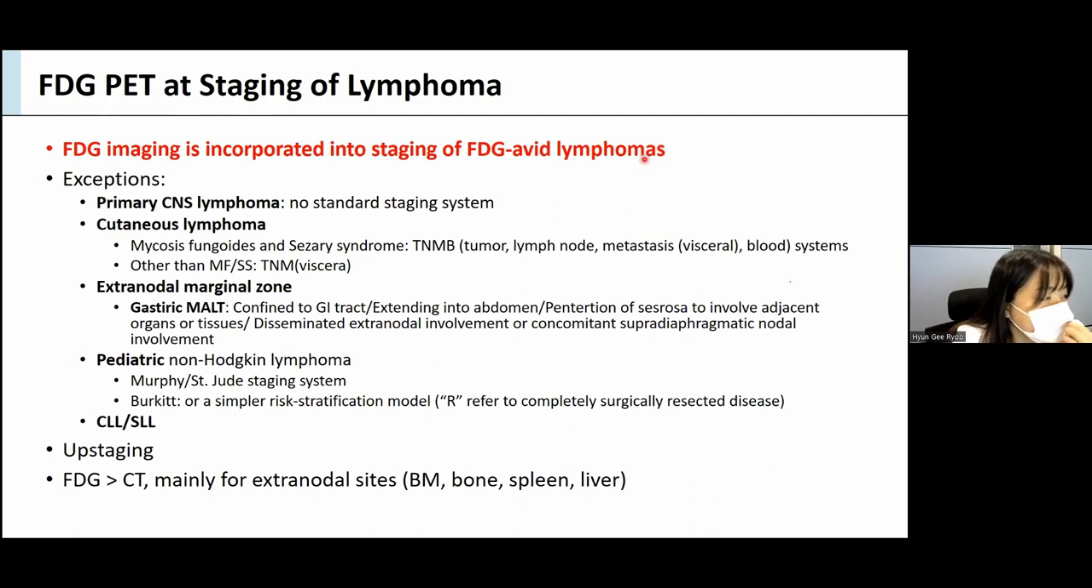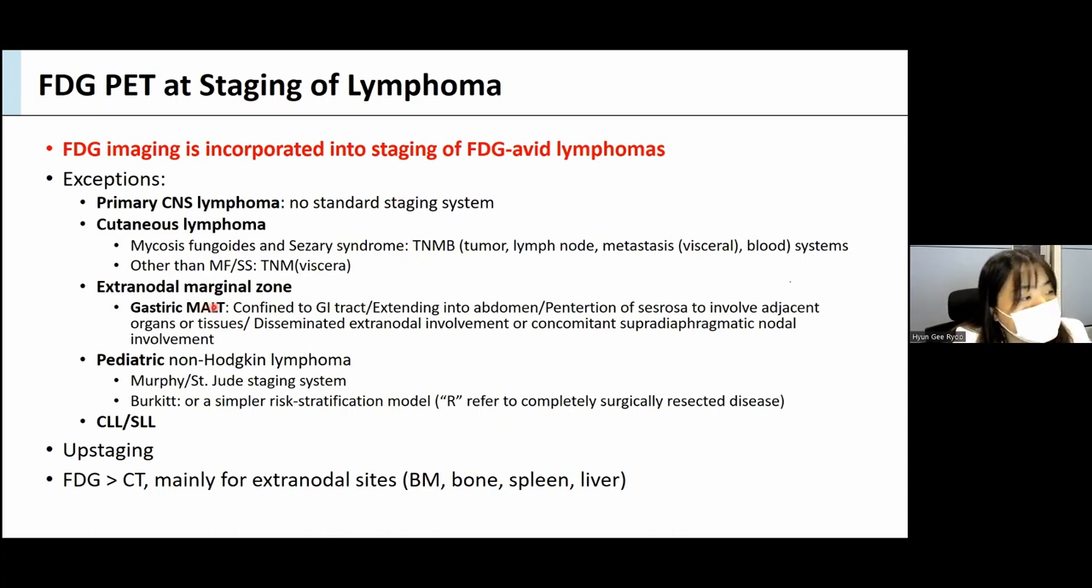However, there are some exceptions to applying FDG PET for the staging of lymphoma. For example, for primary CNS lymphoma, there is no standard staging system, so we cannot apply FDG PET for the staging of this CNS lymphoma. Also, cutaneous lymphomas, like mycosis fungoides or Sézary syndrome, have a different staging system, a different TNMB or TNM system. So we cannot apply FDG PET for the staging.